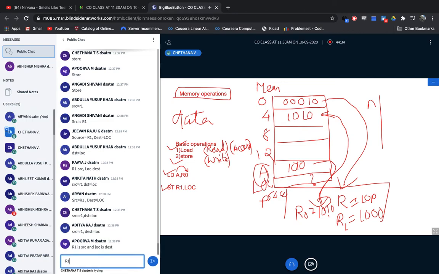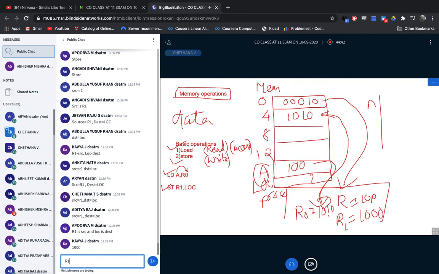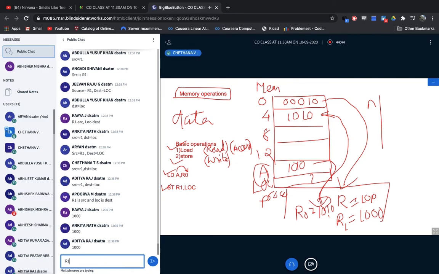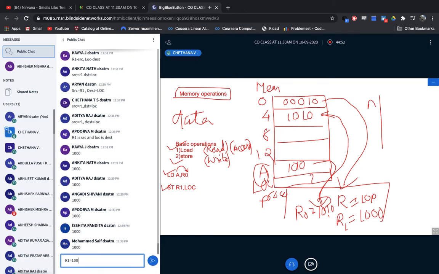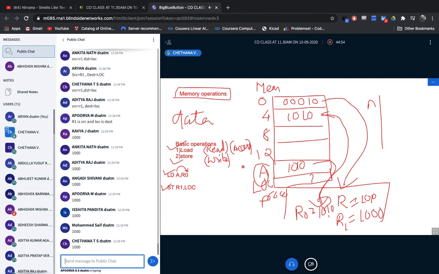What data should I copy? Fast. R1 is 1000, that is the data. Now store R1 comma LOC. Now to memory, I'm going to write the data from R1. So that is nothing but what? 1000. Very good, 1000. I'm going to store.